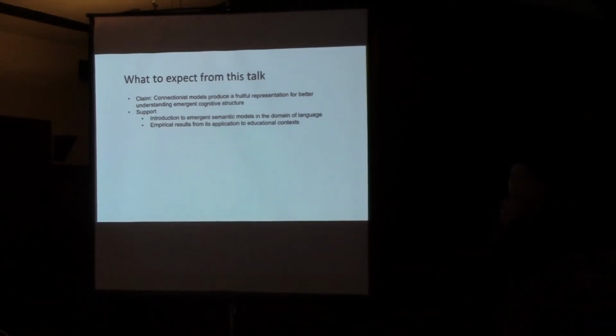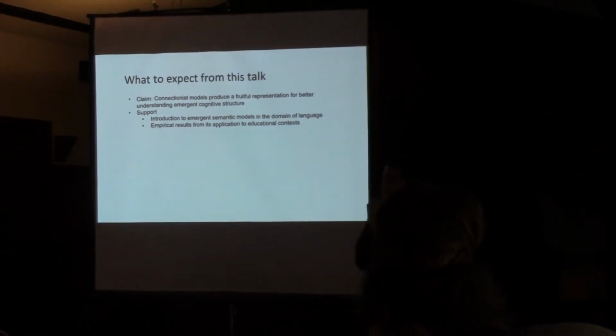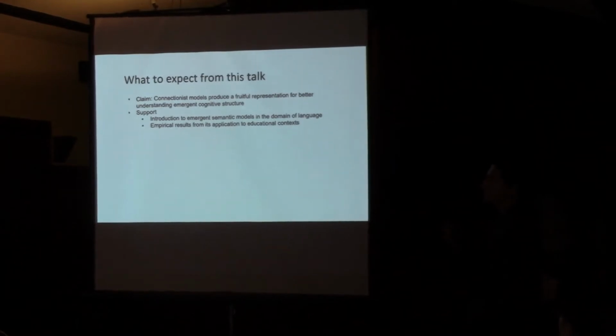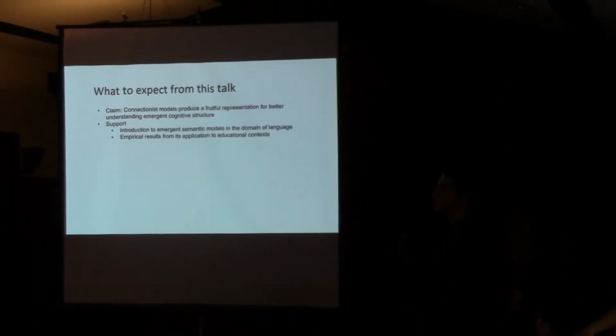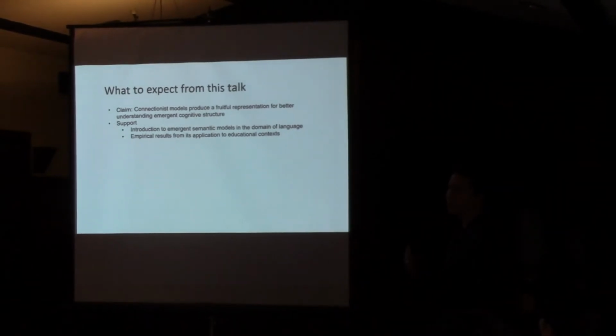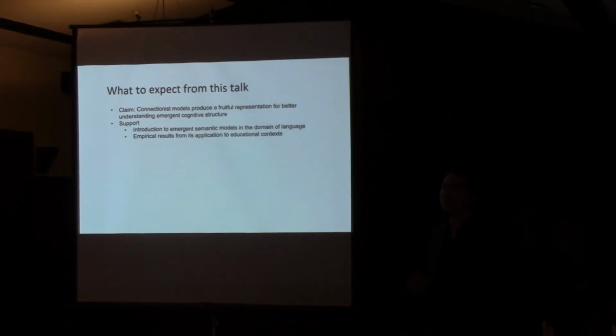What to expect from this talk? The claim I'm making here is that connectionist models produce a fruitful representation for better understanding emergent cognitive structure, both in contexts that involve motion and those that don't. So that's what I'm asserting, that's what I'm claiming.